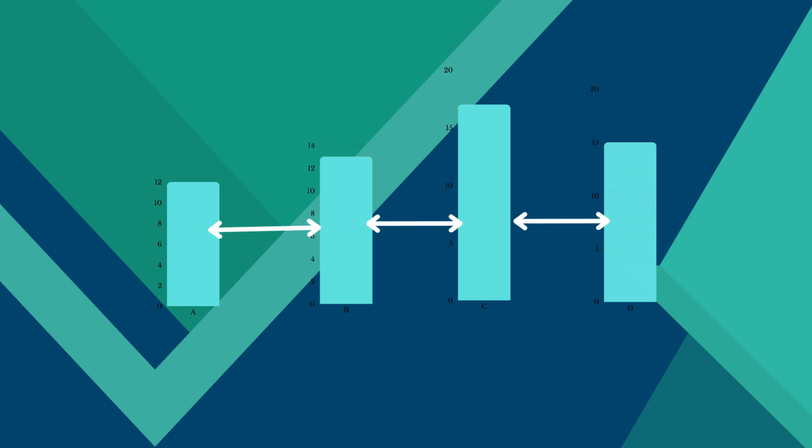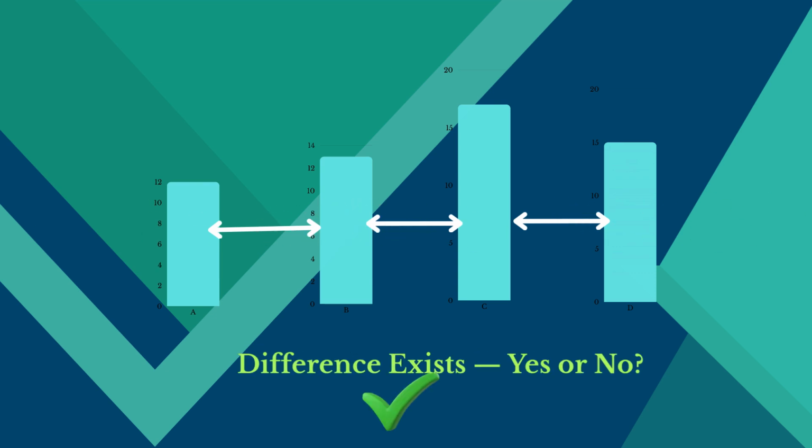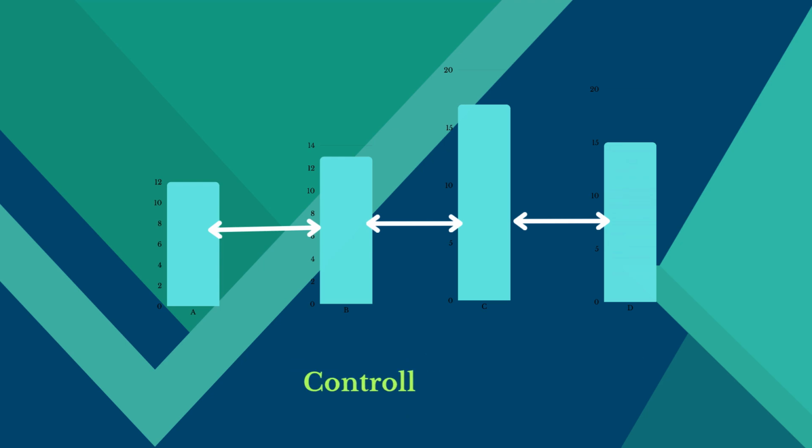An important clarification is that ANOVA does not tell us which groups are different. It tells us whether a difference exists at all. That might sound surprising, but it is exactly what makes ANOVA powerful and safe. So, ANOVA helps us decide whether the difference between group averages is real.